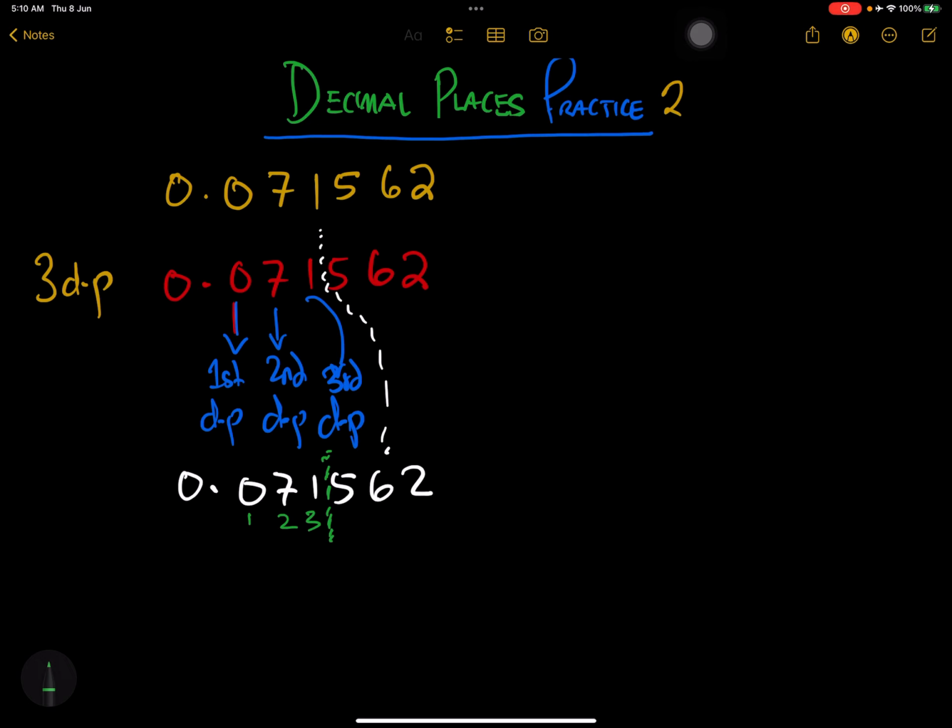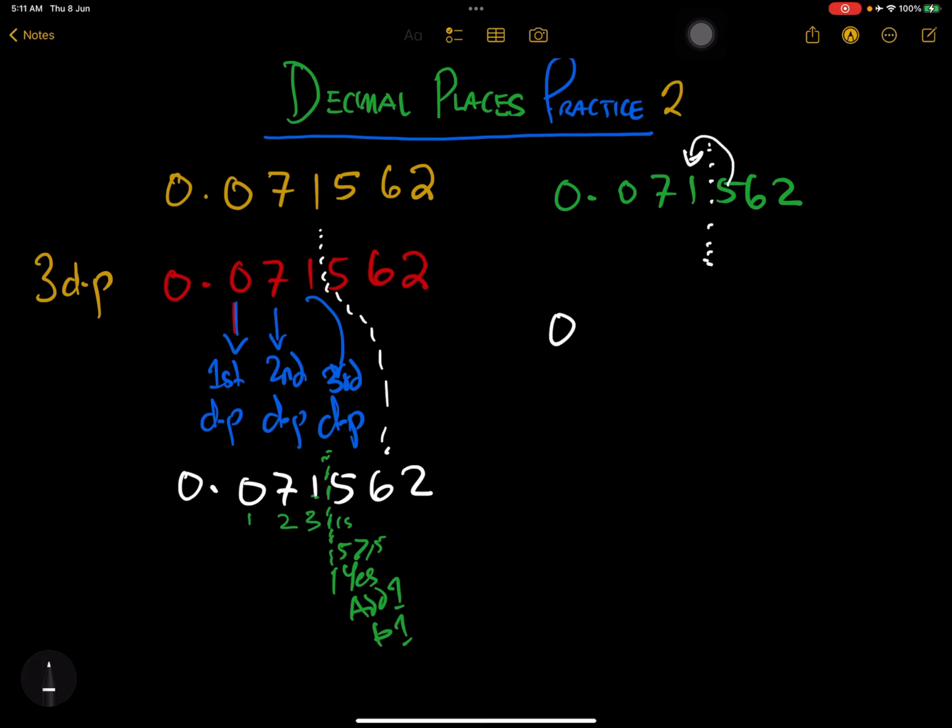Now the question here is: is 5 greater than or equal to 5? And the answer is yes. So we are going to add 1 to the number 1 here. Based on that, our dotted line is right there, and we add 1 here. So we're going to have 0.072, and it becomes 3 decimal places.